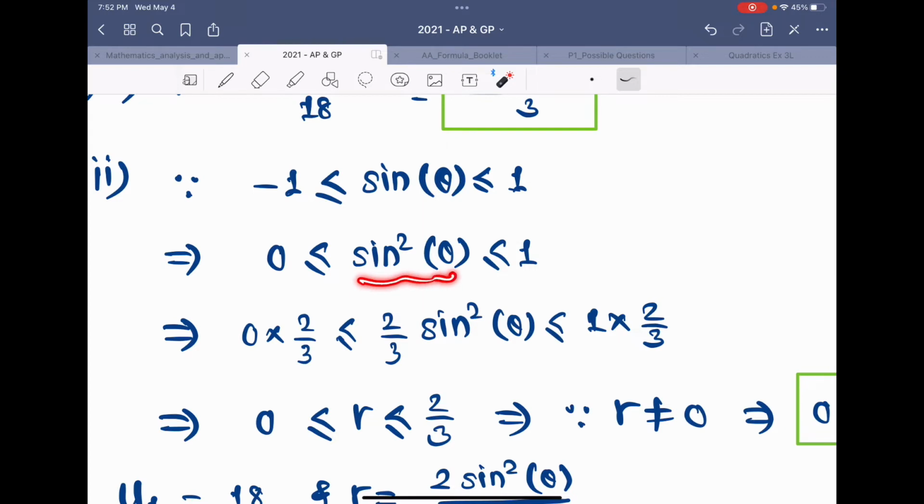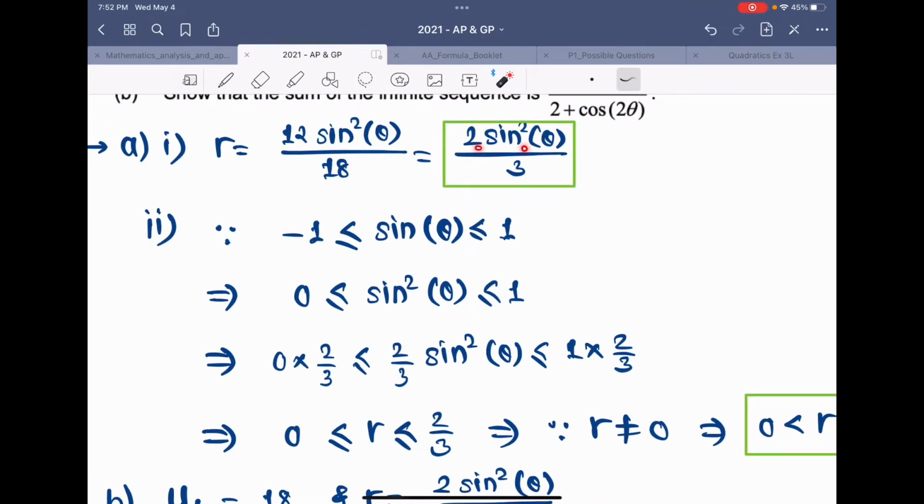But sin²θ is not my ratio. The ratio is 2 times sin²θ over 3. So I first went from sin θ to sin²θ. Now I will multiply by 2 by 3. But I cannot multiply only one side of the inequality by 2 by 3. I have to multiply both sides. So 0 times 2 by 3 is less than or equal to 2 by 3 times sin²θ, which is less than or equal to 1 times 2 by 3. 0 times anything is 0. 2 by 3 times sin²θ is basically your r, and 1 times 2 by 3 is basically 2 by 3.